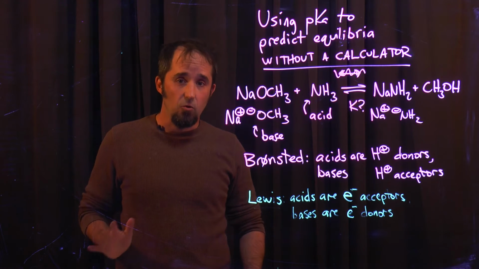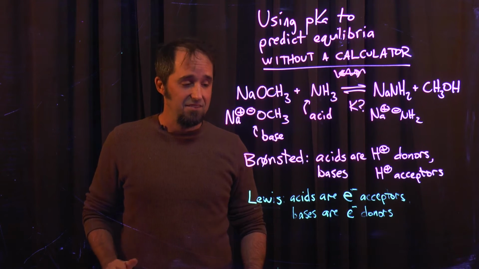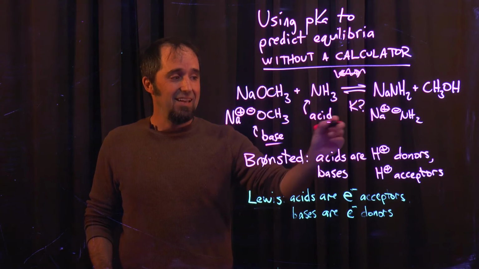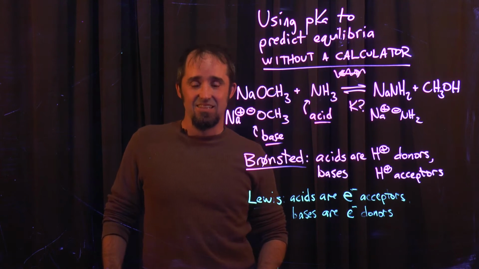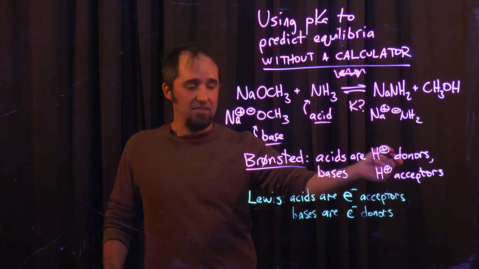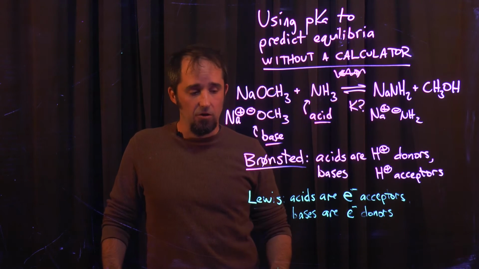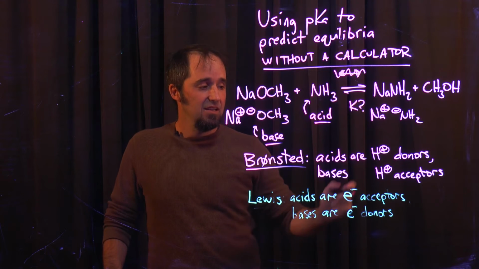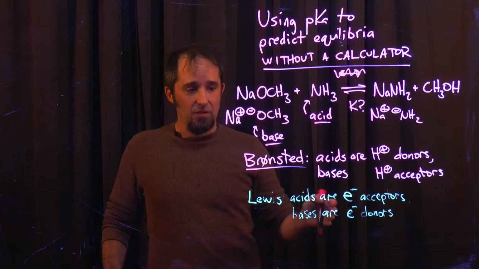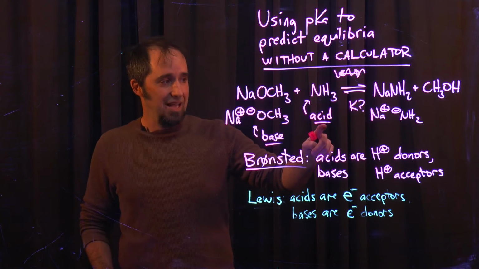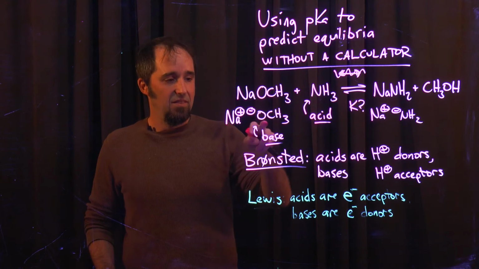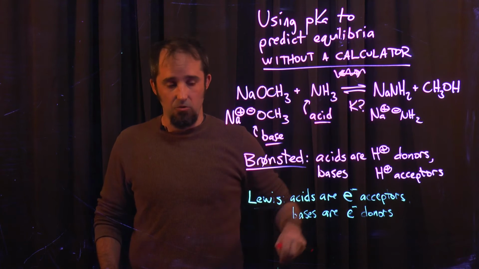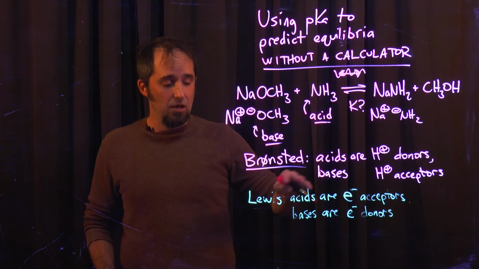I should pause here for a quick vocab lesson. When I say acid and base here, I am using them in the Bronsted sense. A Bronsted acid is a proton, H+, donor, and a Bronsted base is a proton acceptor. That's what's happening here. This is giving up an H+ to give me a negatively charged amide ion, and this is taking a proton to get neutral. So that's Bronsted acid, Bronsted base.